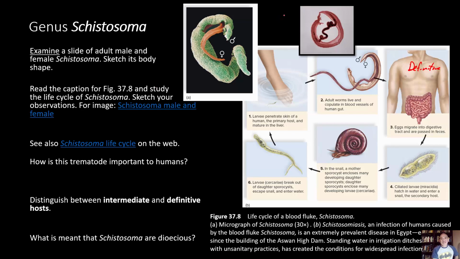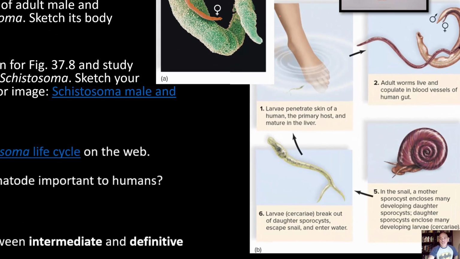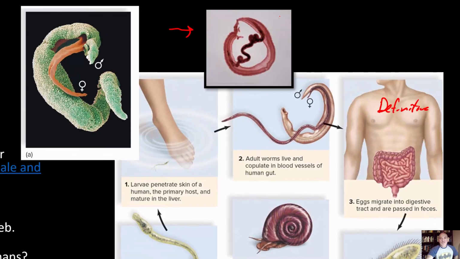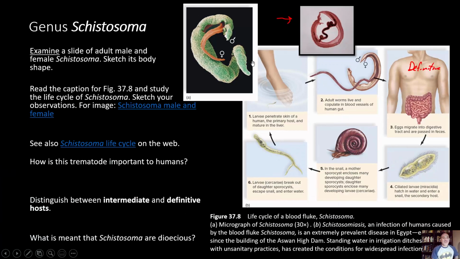So I did find an image of what a microscope slide might look like if you were to look at them in a laboratory under a microscope. And there you can see the larger male, and then the female within the groove. And so you want to look at the life cycle of this trematode. Overall, you can see it is an important parasite of humans, and this is the significant thing here.